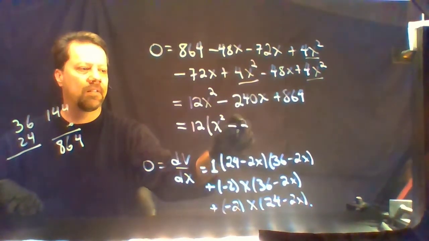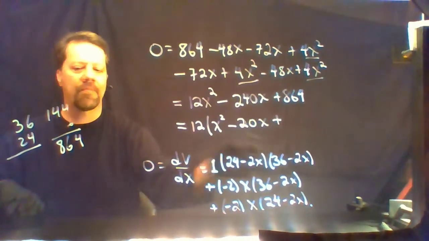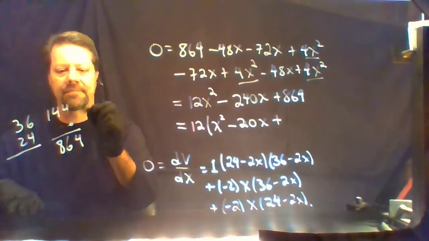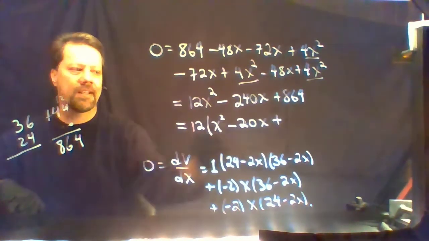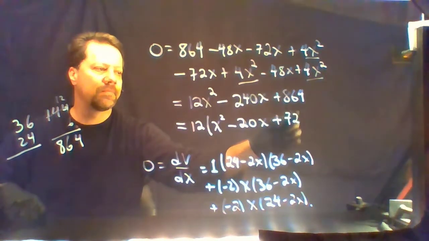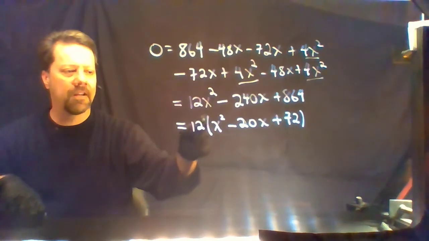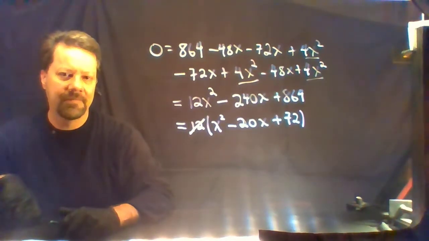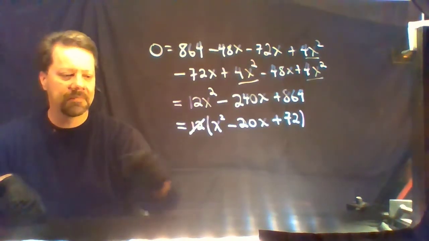We'll get 20x, and plus, if you think about it, if you take a 12 out, all that's left is 6 times 12. That's going to be 72. By the zero product theorem, we can cross off the 12, and we can solve the rest using the quadratic formula.